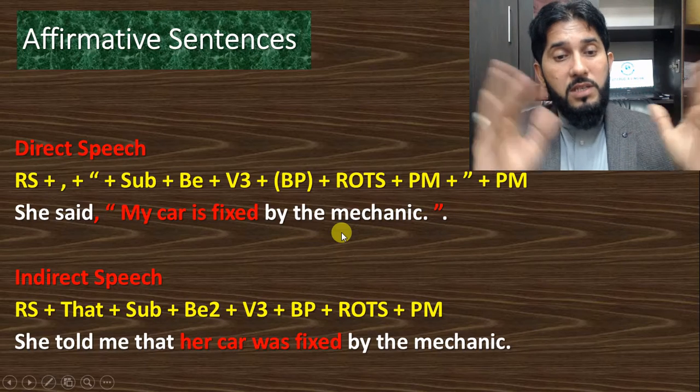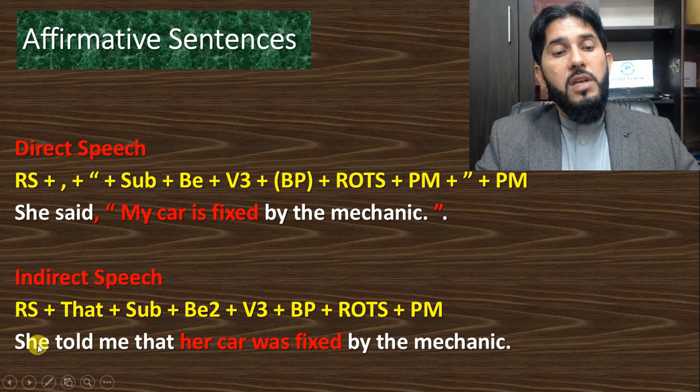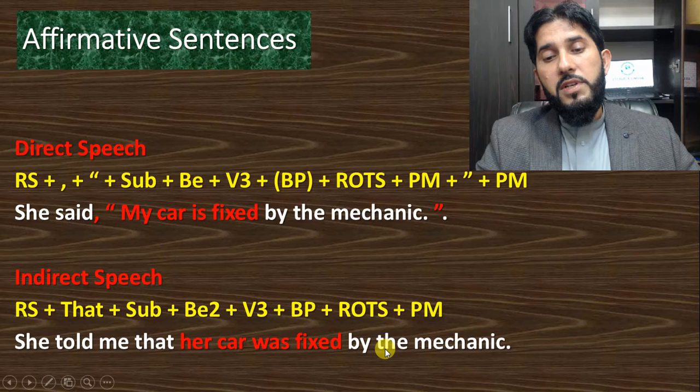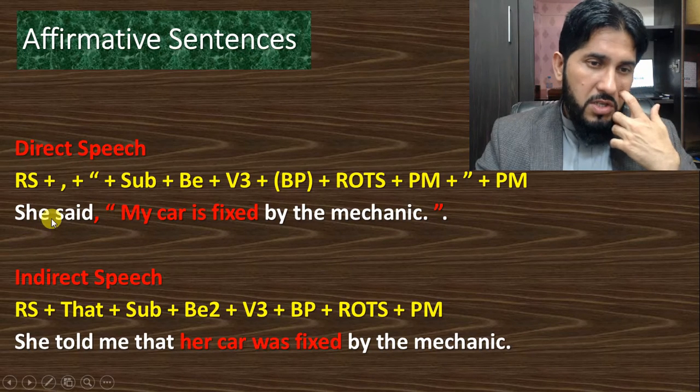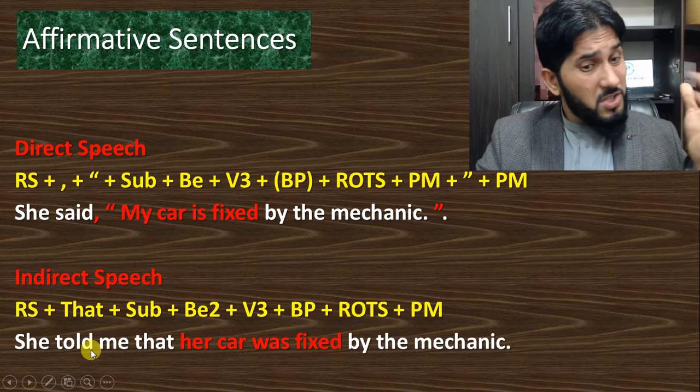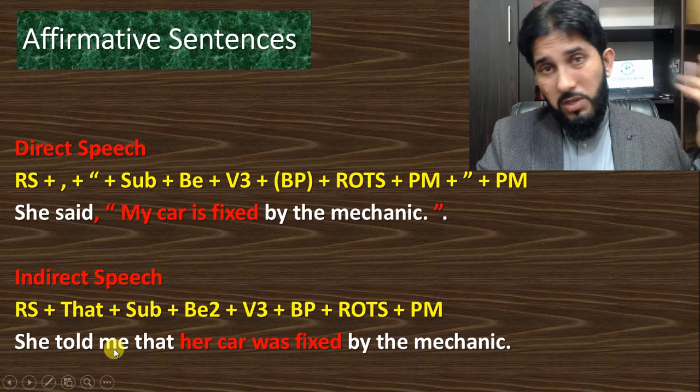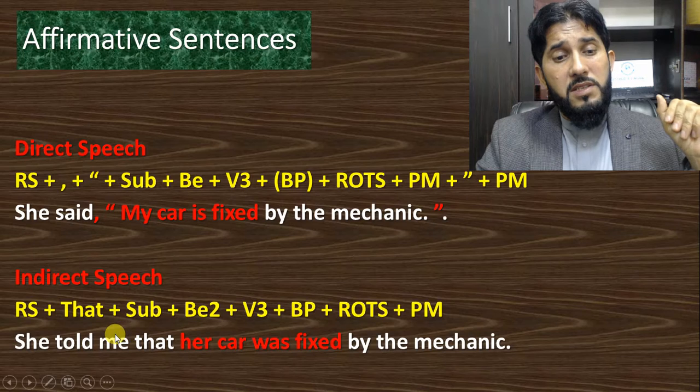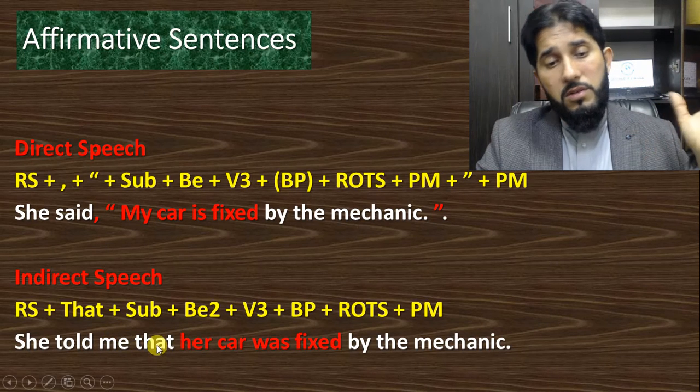So I hope this idea is clear. So this is how you change it. She told me that her car was fixed by the mechanic. So here she said, so she told me that, or she said to me that, or she said that. That's even possible. You can bring different phrases, but a comma is not necessary. Instead of a comma, use the conjunction that.